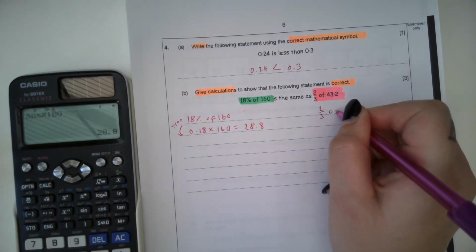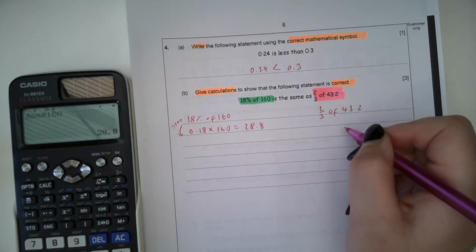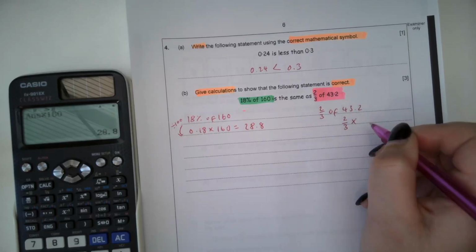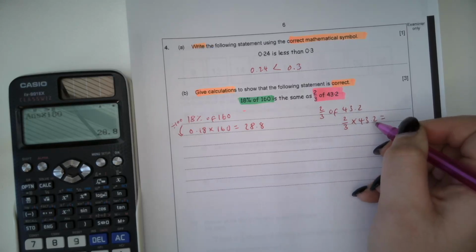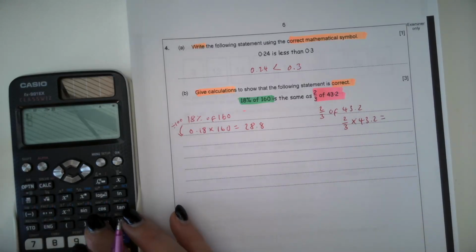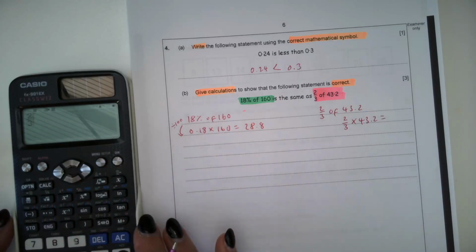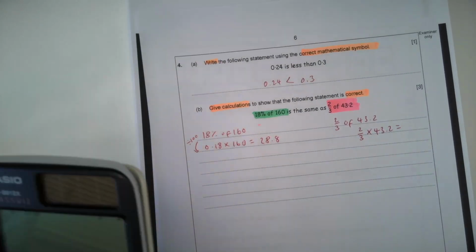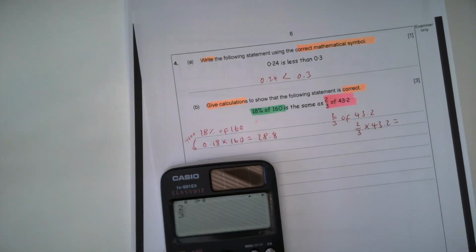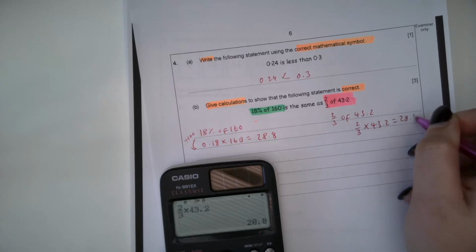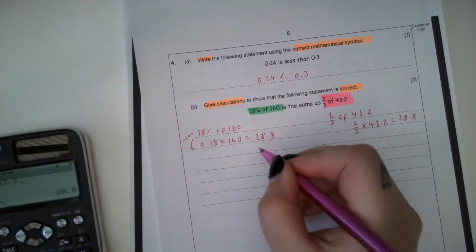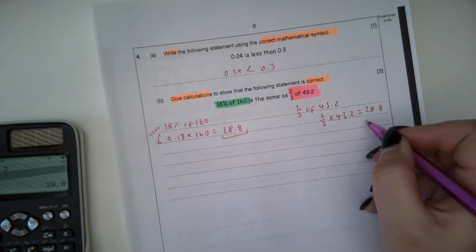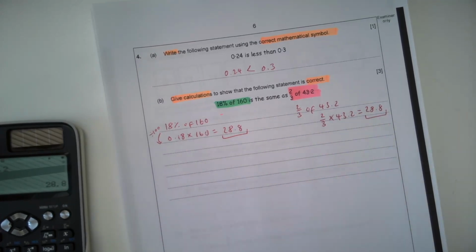Now I'm going to work out 2/3 of 43.2. So on my calculator, I'm going to do 2/3 multiplied by 43.2. So 2/3 is a fraction. Arrow off your fraction, guys. I don't know if you can see that clearly, actually. That's a bit better. And then we're going to multiply by 43.2, which gives us an answer of 28.8. We have shown that this statement is correct using calculations.